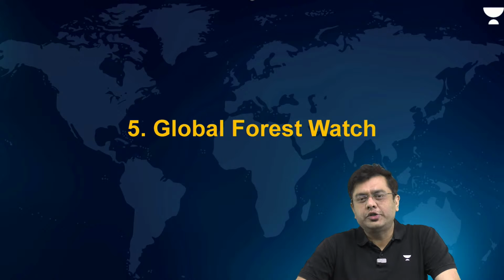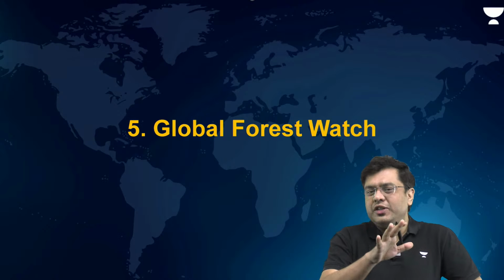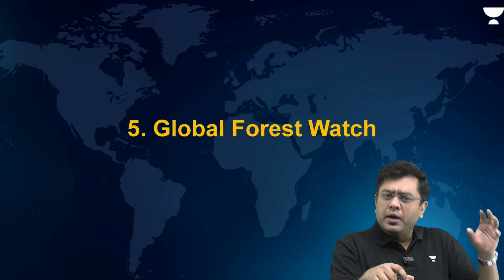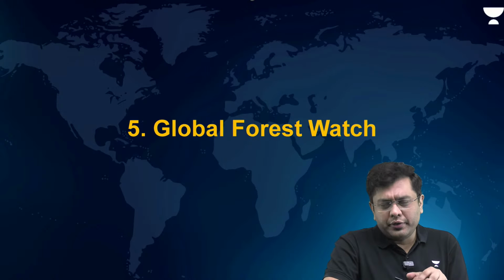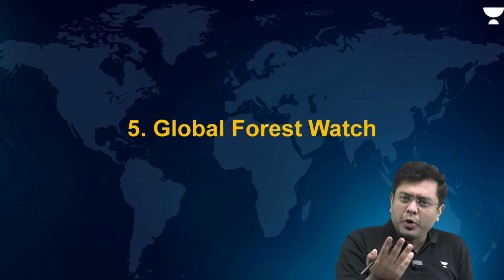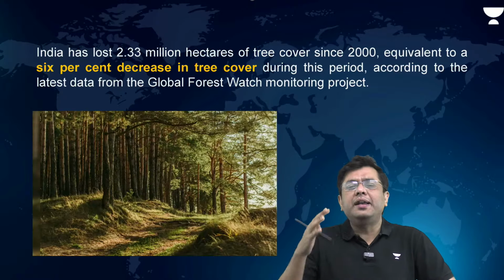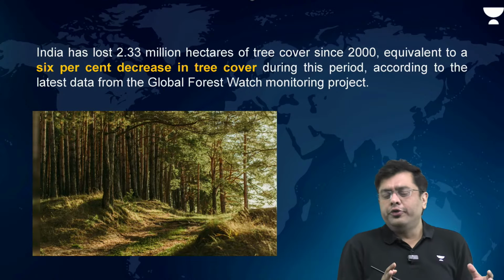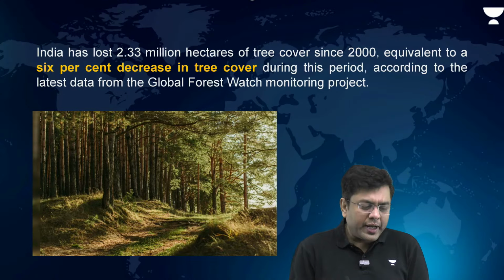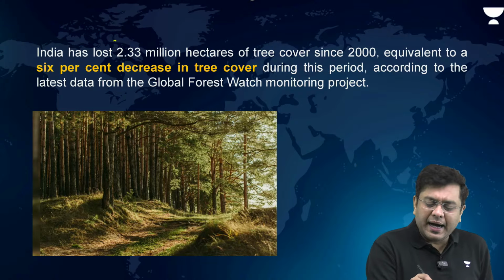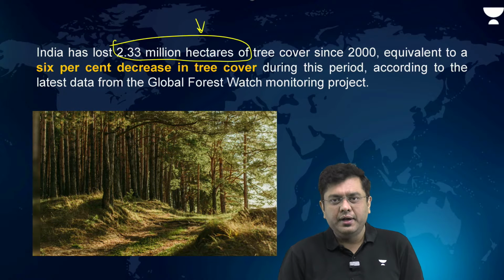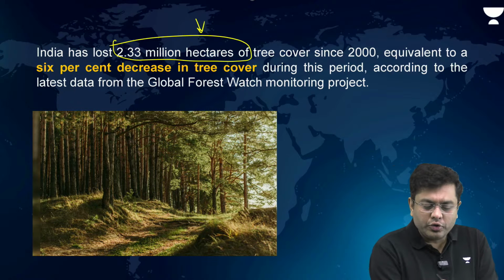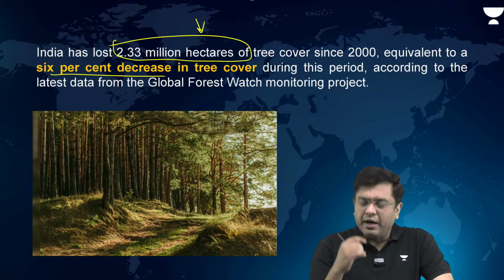Now, Global Forest Watch. Global Forest Watch is a report tracking the forest and the changes in the forest cover across the world, including the tropics, including India as well, and that is released by the World Resources Institute. It is an important report which gives an idea about the green cover and how it has been changing, and also the reasons for the change. It has reported that India has lost close to 2.33 million hectares of tree cover as compared to 2000, equivalent to a 6% decline in the tree cover.